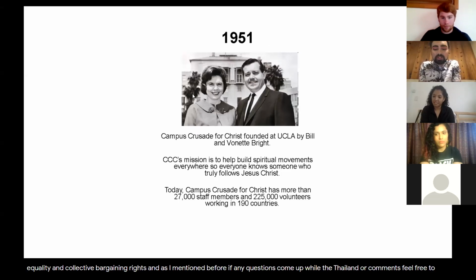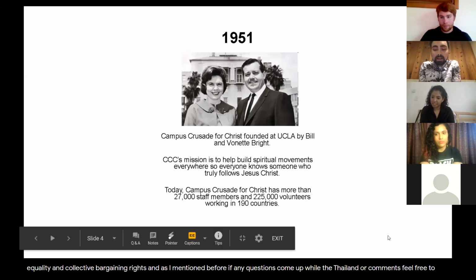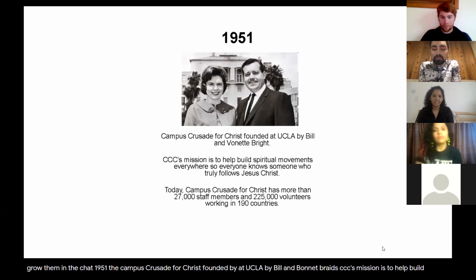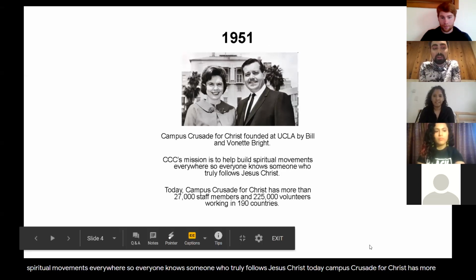1951, the Campus Crusade for Christ, founded at UCLA by Bill and Vonette Bright. CCC's mission is to help build spiritual movements everywhere, so everyone knows someone who truly follows Jesus Christ. Today, Campus Crusade for Christ has more than 27,000 staff members and 225,000 volunteers working across 190 different countries.